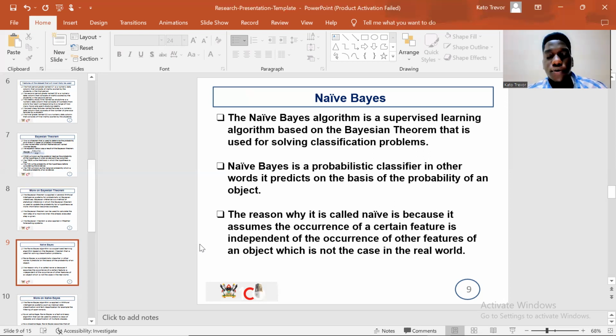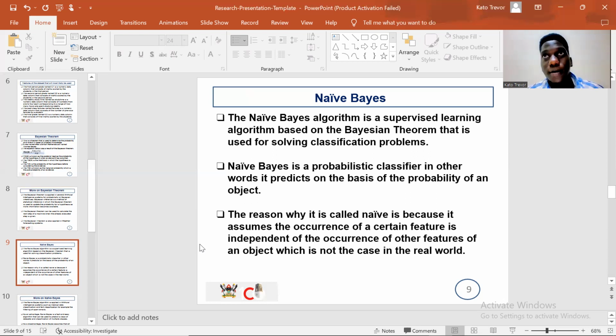To know whether something is true or not, it's mainly for discrete cases, do something or not do something. So naive Bayes is a probabilistic classifier, in other words, it predicts on the basis of the probability of an object. The reason why it is called naive is because it assumes the occurrence of certain features is independent of the occurrence of other features of an object, which is not the case in the real world.